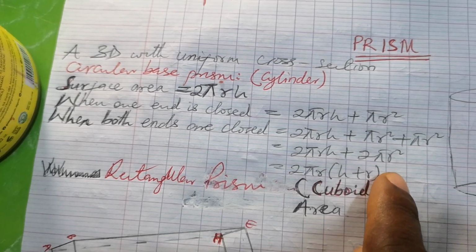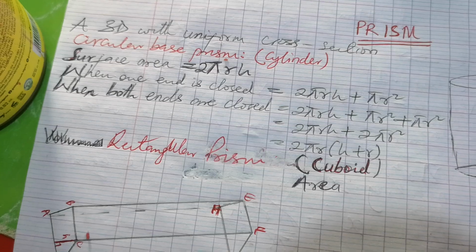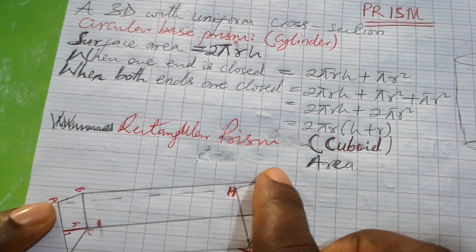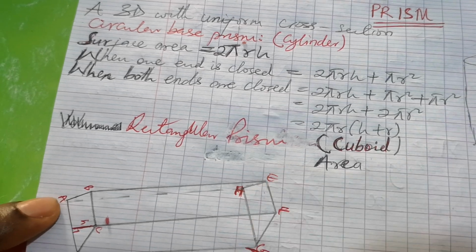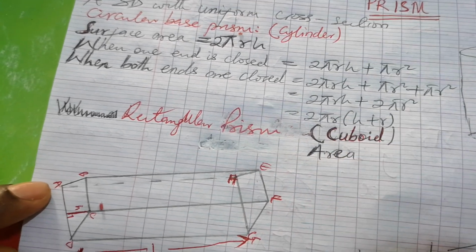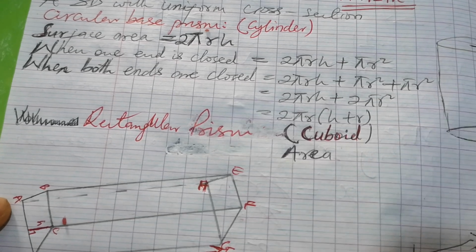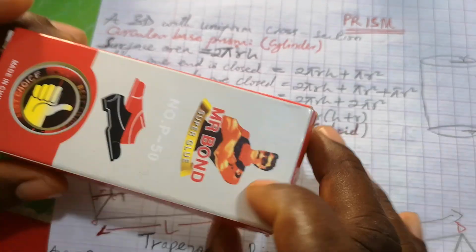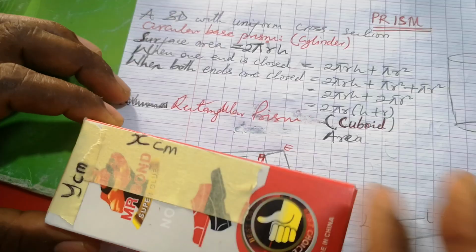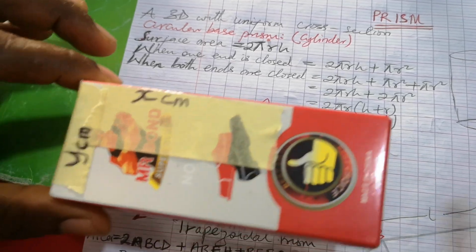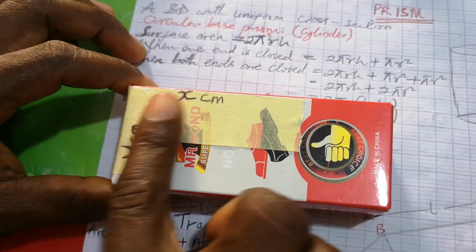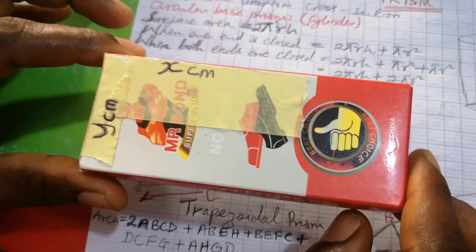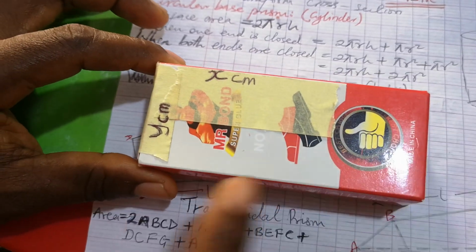Okay, now for that of a rectangular base. A rectangular prism is an example; your cuboid is a rectangular prism. Now, how do we find the area of a rectangular prism? To find it, we take the sum of the areas of the 6 faces of the prism, because a rectangular prism has 6 faces.